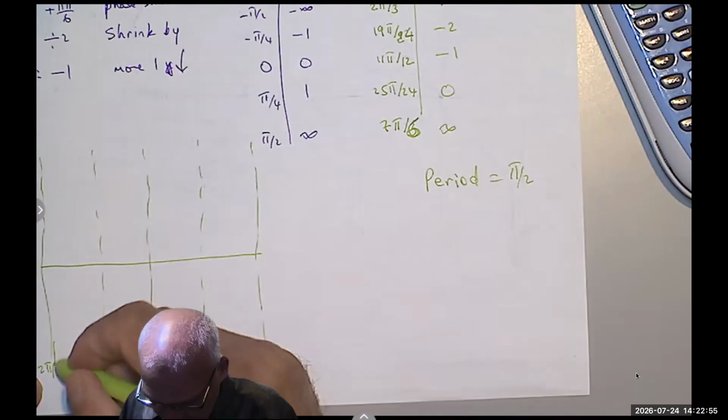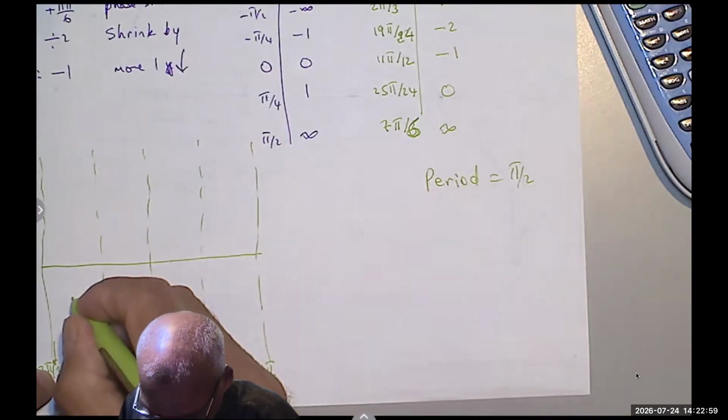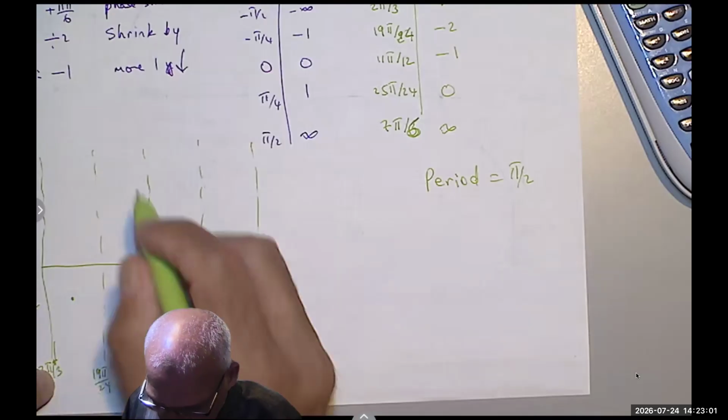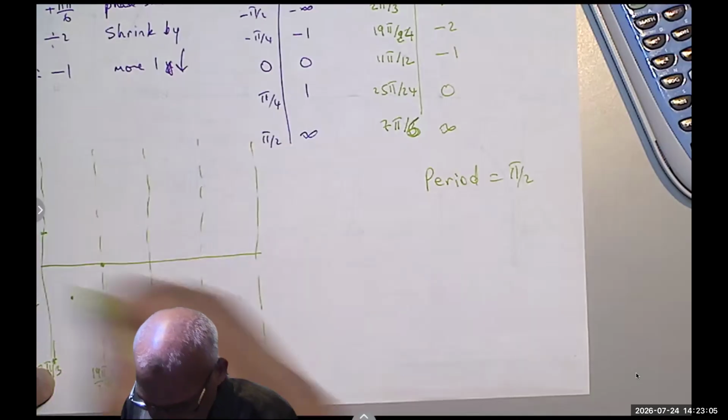Here it's negative infinity. Here it's negative 2. Here it's 0. Here it's 0.